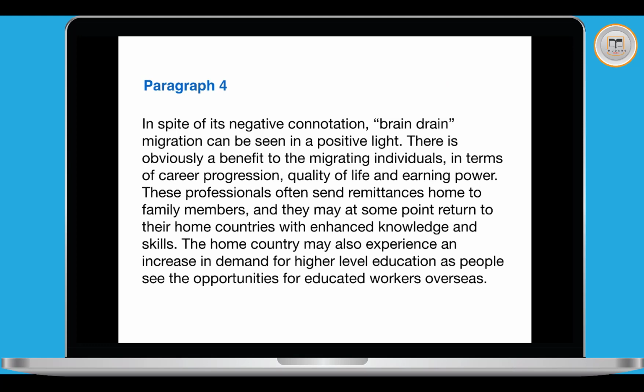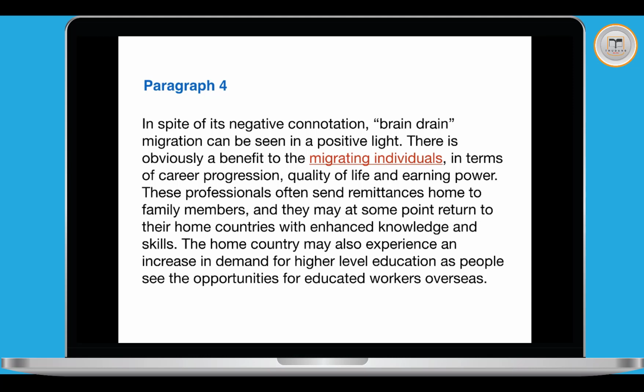Here's paragraph 4 in the passage. In spite of its negative connotation, brain drain migration can be seen in a positive light. There is obviously a benefit to the migrating individuals in terms of career progression, quality of life, and earning power. These professionals often send remittances home to their family members, and they may at some point return to their home countries with enhanced knowledge and skills. The home country may also experience an increase in demand for higher level education as people see the opportunities for educated workers overseas. Let's underline some keywords in there that look like words we've got in our question and choices.